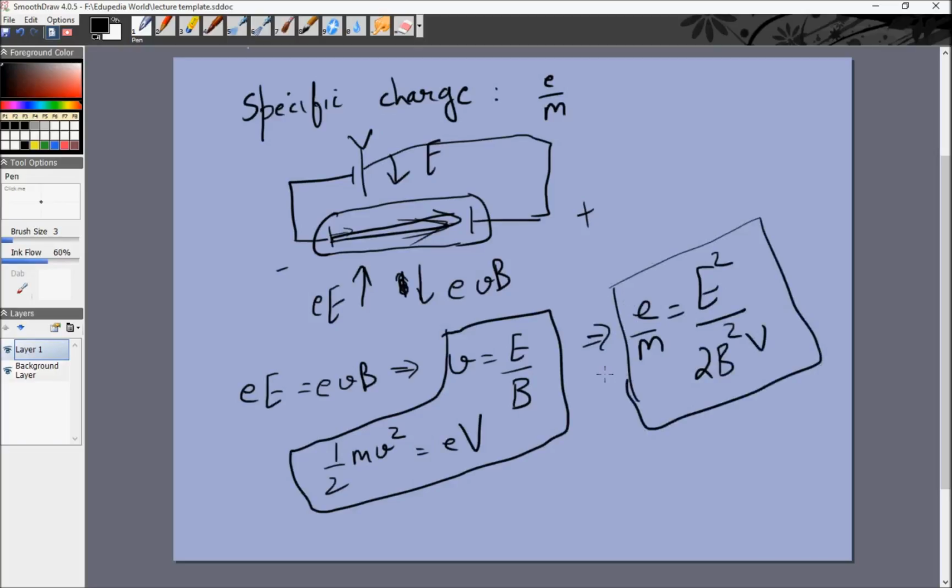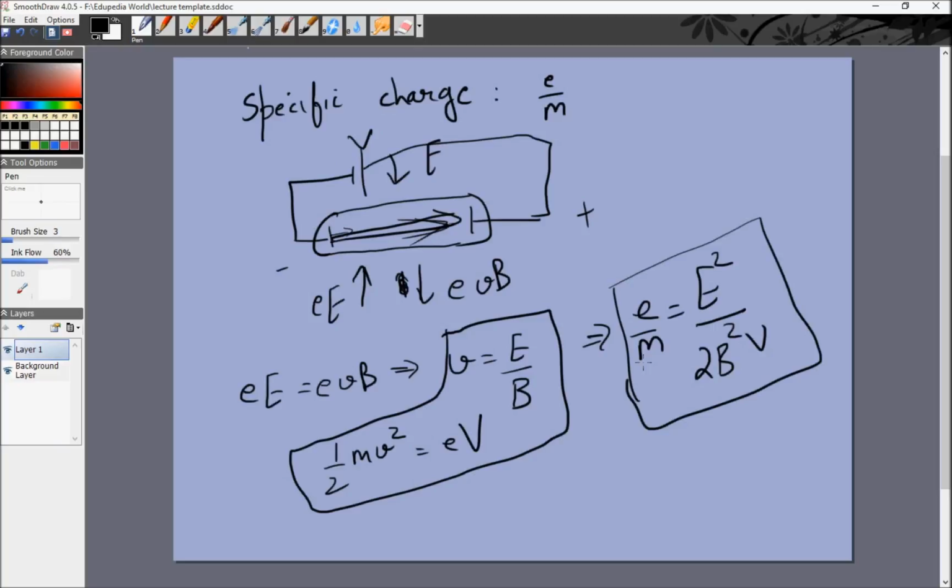E and B are arranged by us. We keep changing them until there is no deflection, so we can easily measure E and B, and V already we know because that is the voltage of the battery. So using these three knowns, we were very easily able to measure the charge by mass ratio of the electron, or the specific charge of the electron.